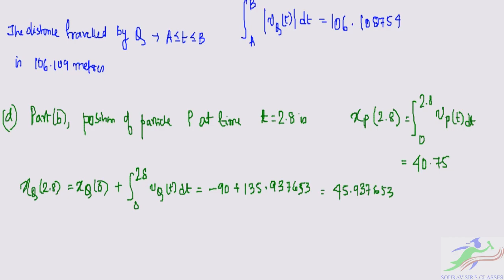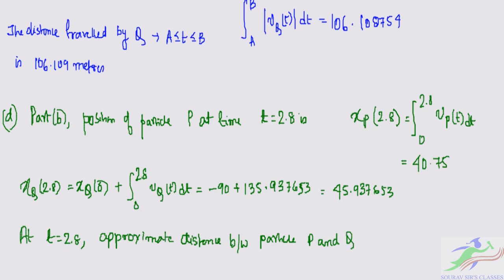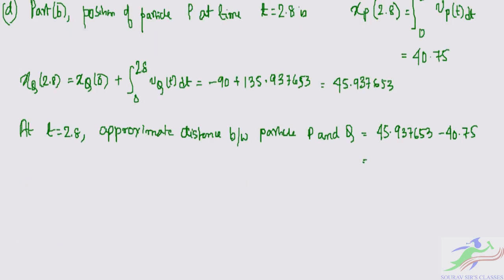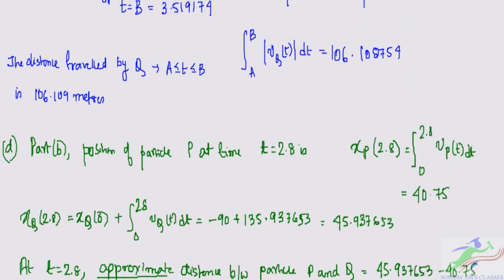very simple. So at time t equal to 2.8, the approximate distance between particle P and Q will be 45.937653 minus 40.75 we have, so it will be equal to 5.188 meters apart. So that is the approximate distance. Okay, we have to find the approximate distance between the particle P and Q. So that covers part D.